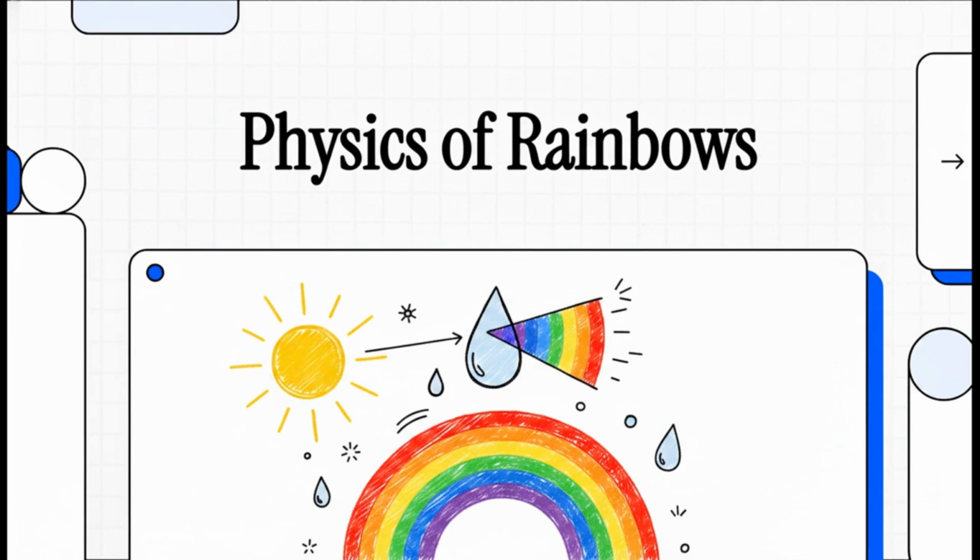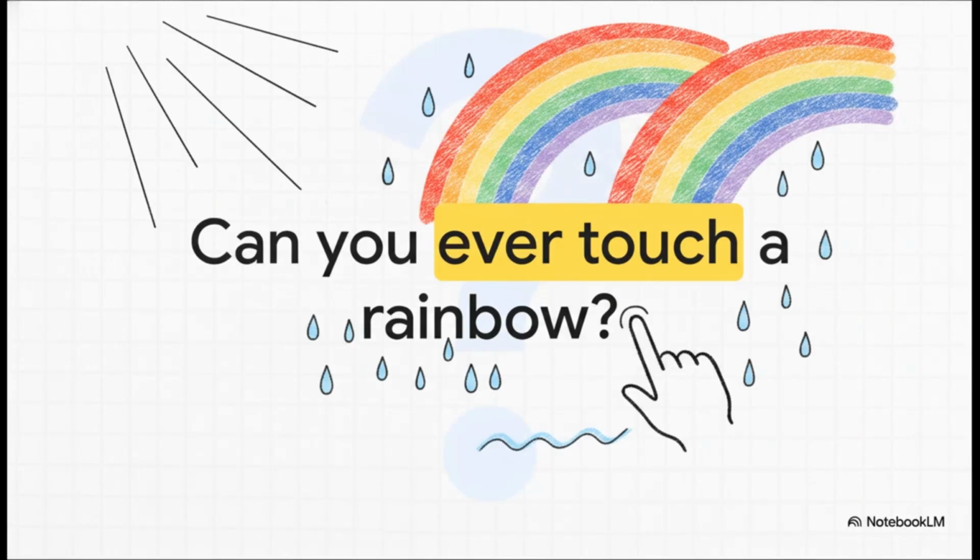We're diving straight into the physics of rainbows. We'll explore exactly how ordinary, everyday sunlight transforms into that giant, breathtaking arc of brilliant colors across the sky. If you've ever looked up after a storm and just wondered about the science behind that incredible sight, well, you're in the right place. So, let me kick things off with a quick question.